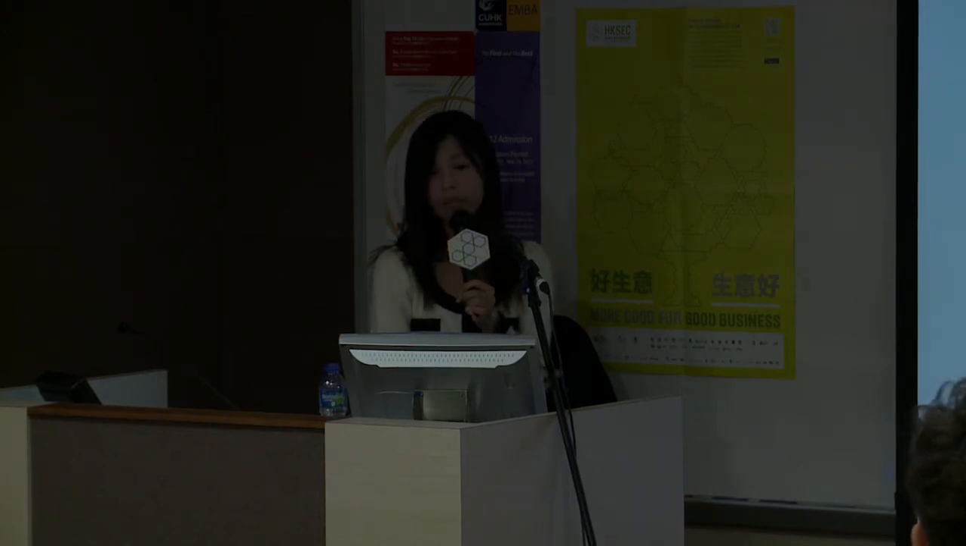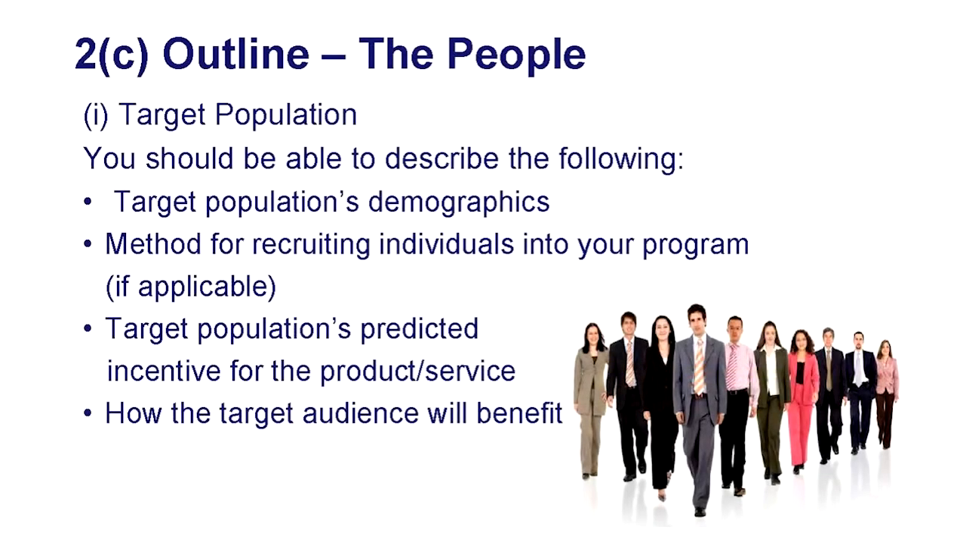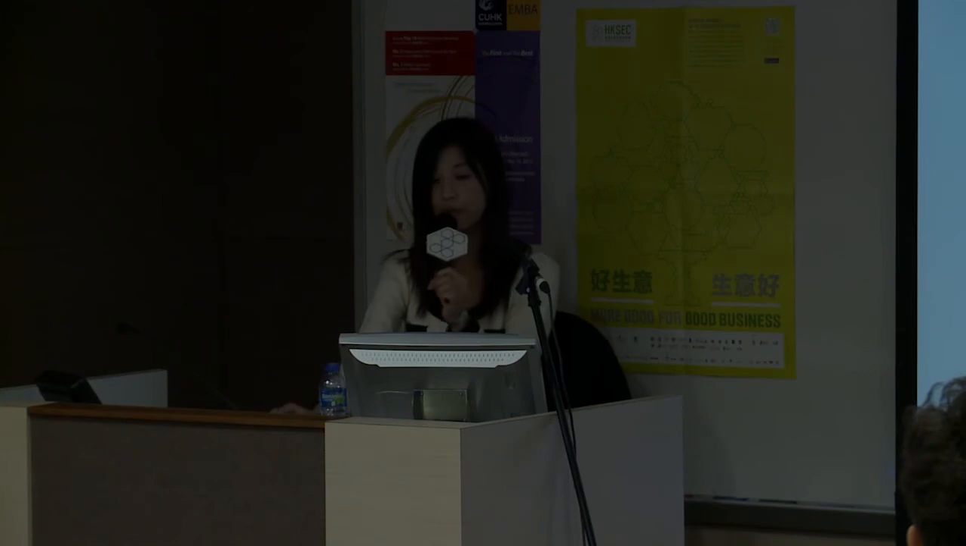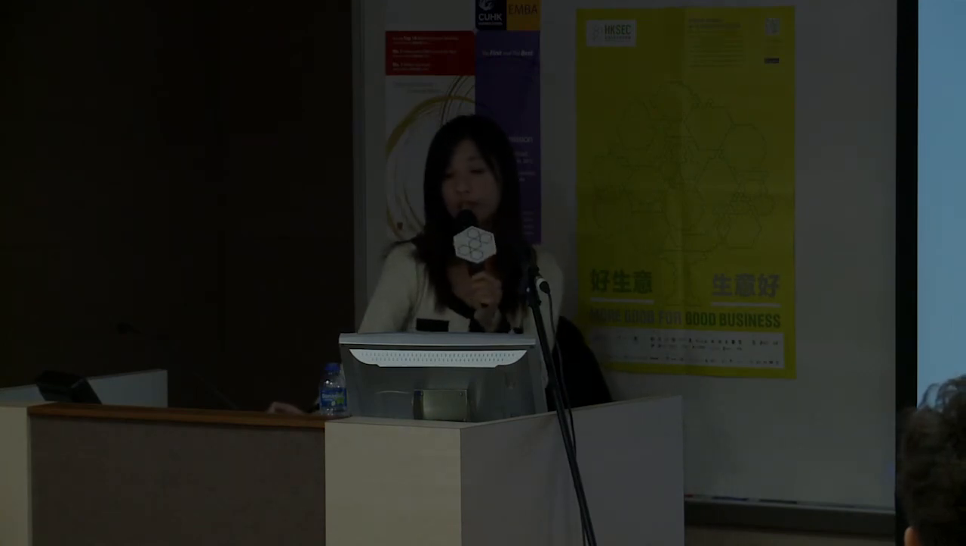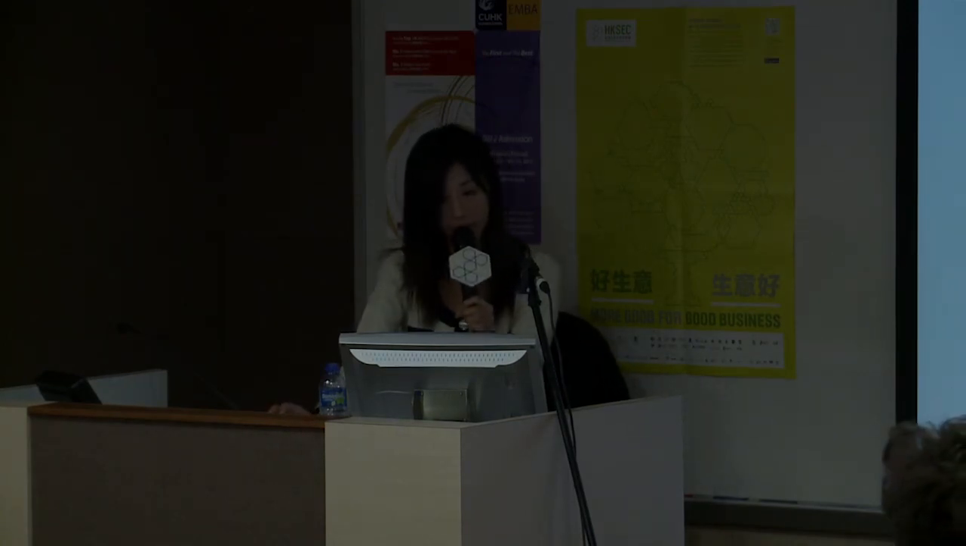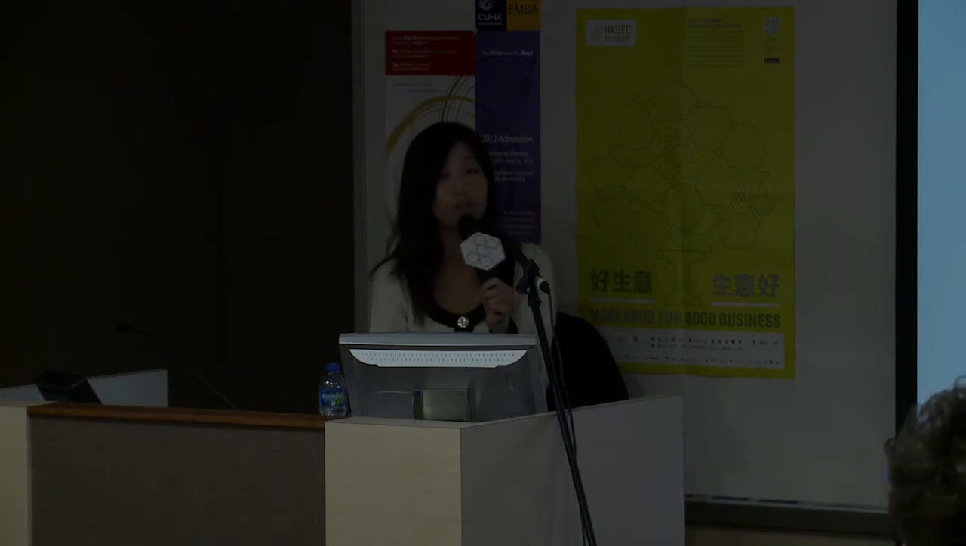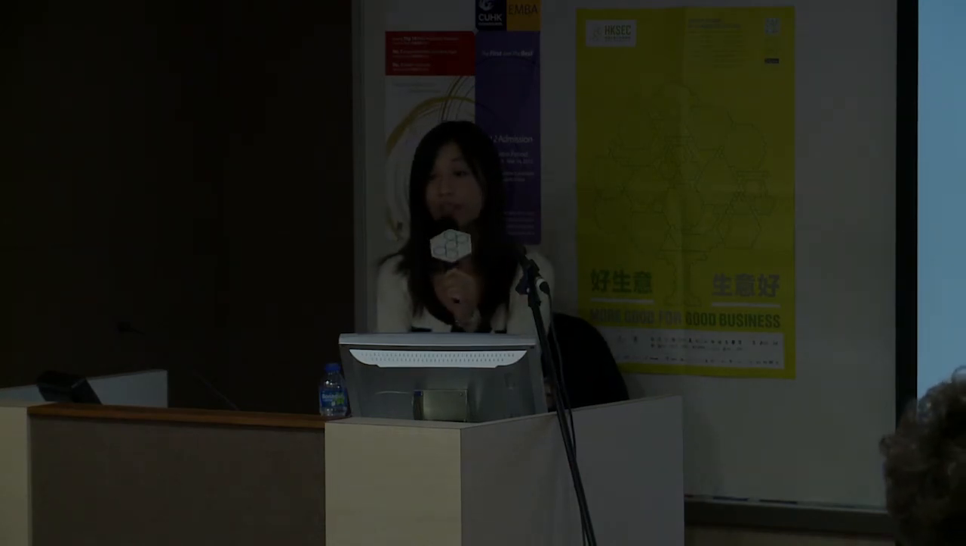So, another outline, the people. When you have what you want, when you think about your goal, your mission, then you come and think about who your target is, which is your target population? Statistics. Why do you target this population? How do you recruit these people to come to the program? Where do you recruit? How does your recruitment work? These things should be indicated, okay?